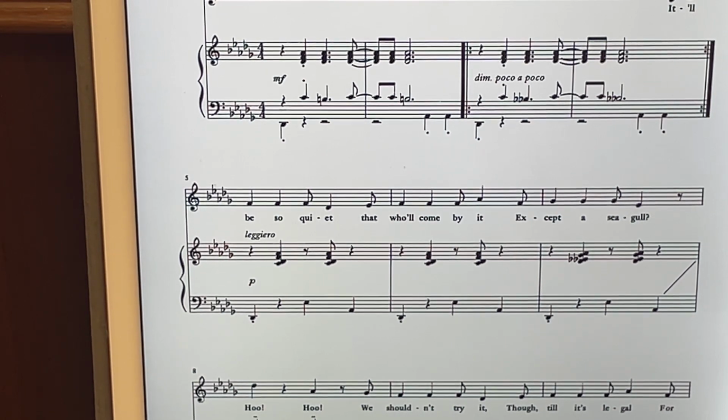Here we go. Be so quiet that who'll come by it.